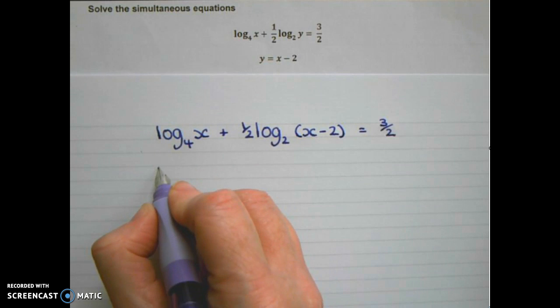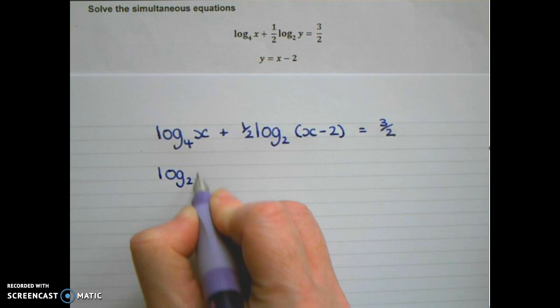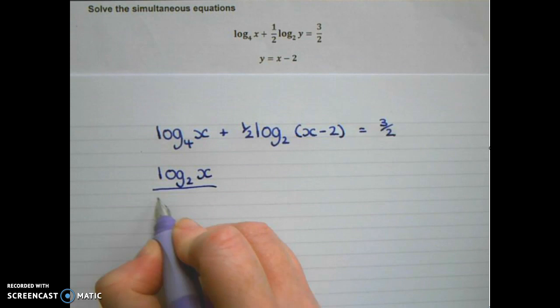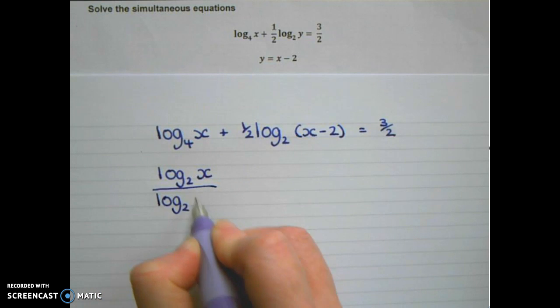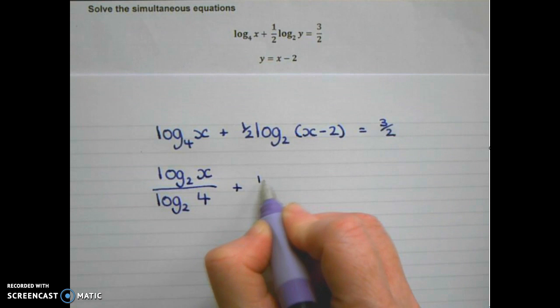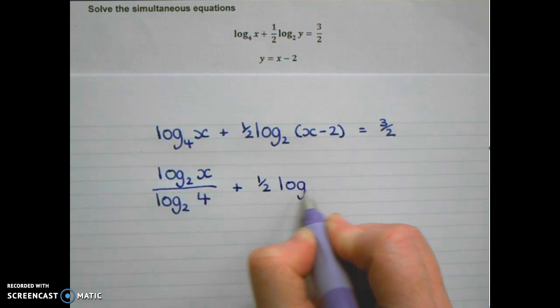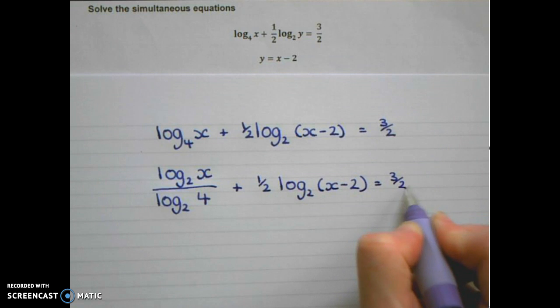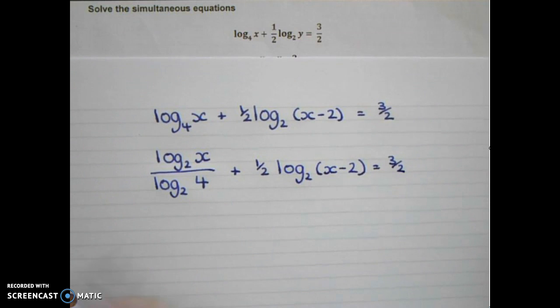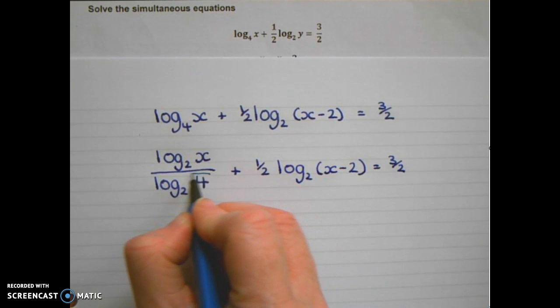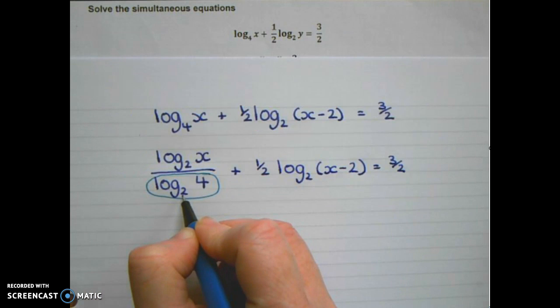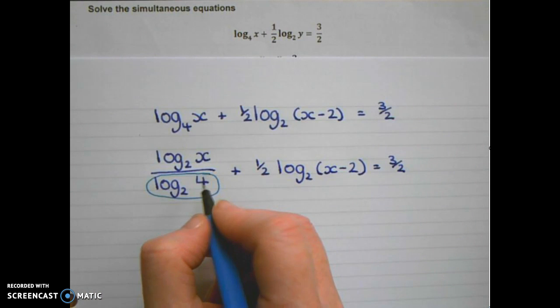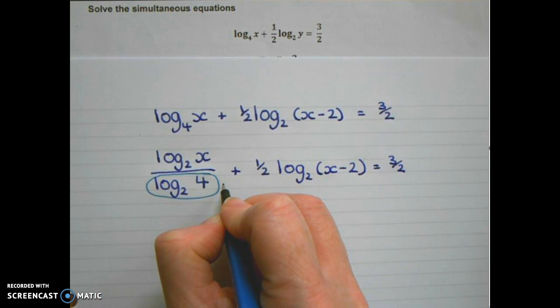So if I change this to base 2 using the change of base rule, I'm going to do log to the base 2 of x divided by log to the base 2 of 4 plus a half log to the base 2 of x minus 2 equals 3 over 2. Now this bit on the bottom, log to the base 2 of 4, is just asking us 2 to the power of what number gives you 4. So that's clearly going to be the number 2.